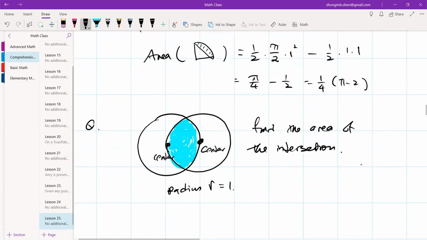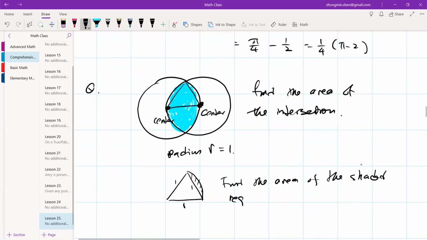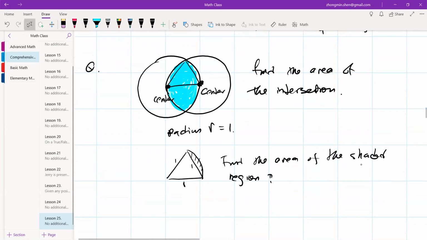So let me give you a hint first. You just need to find half of that, right? You can draw this. So all you have to do is, this is an equilateral triangle inside. So what you need to do is find this portion. Find the area of the shaded region. The reason is, if you find that, then you can get the whole area.